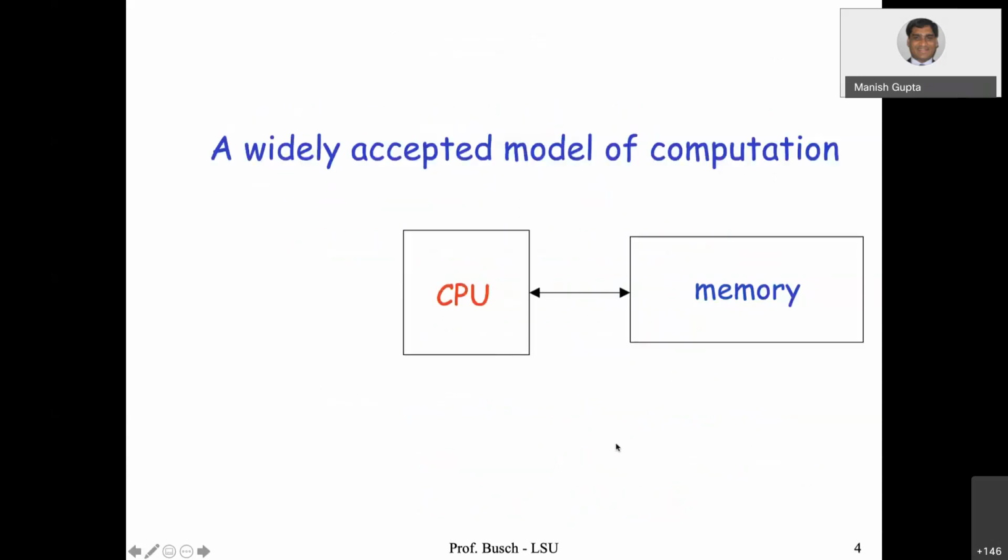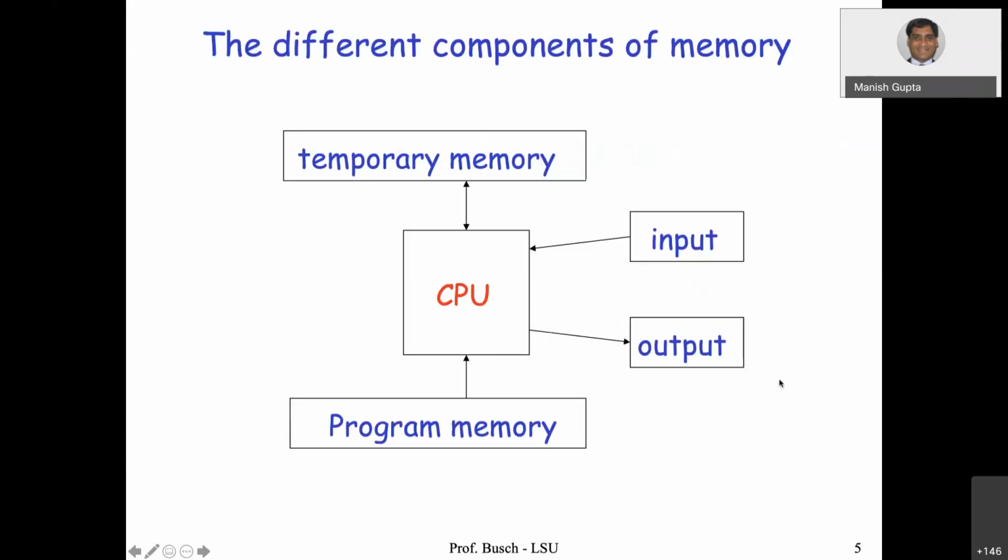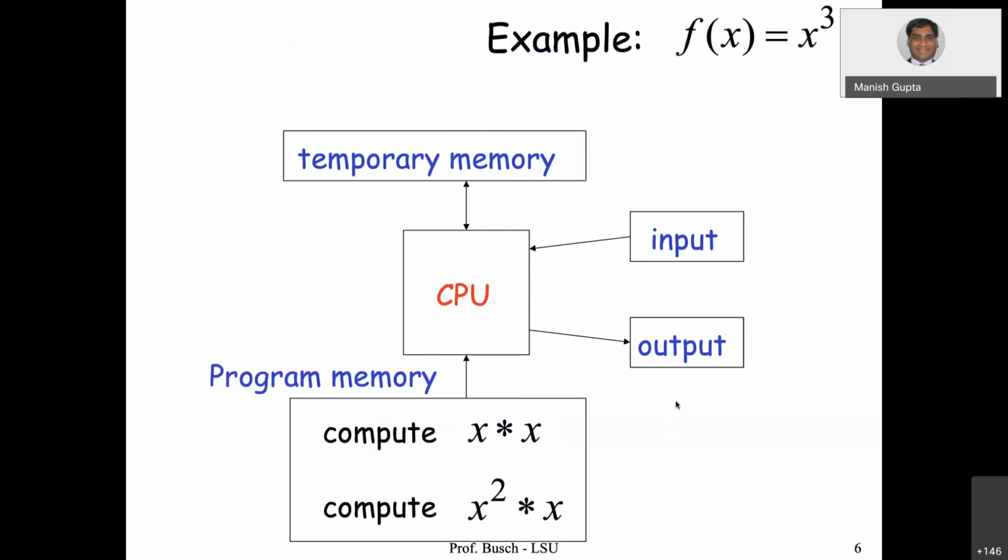A widely accepted model of computation is that there is a CPU and there is a memory. The different components of memory are temporary memory, program memory, input, and output. How does it work? Some input is given. For example, suppose we want to compute f(x) = x cube. The program memory says: compute x into x, and then compute x square into x. This is the program memory. Now you execute it with some input.